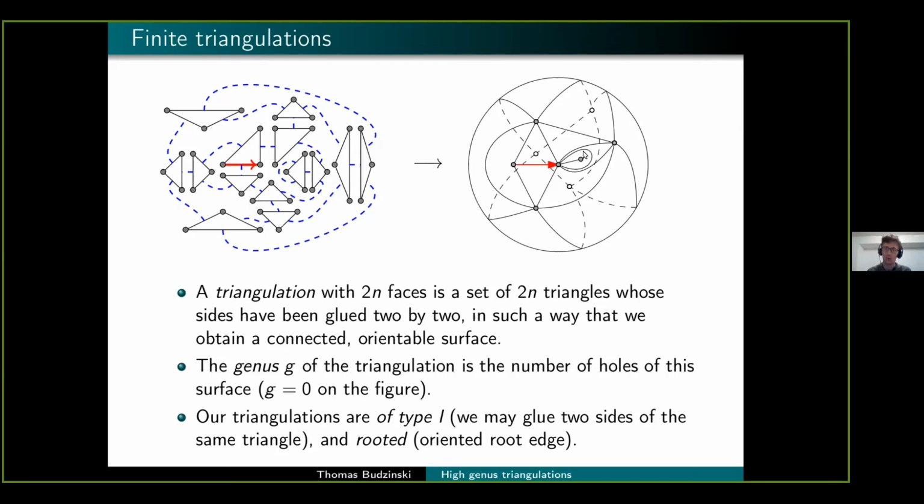And finally, as you can see on the picture on the right, we can also see a triangulation as a graph, with the vertices being just the vertices of my triangles. If we forget about the faces and only remember the vertices and edges, we can see a triangulation as a graph.